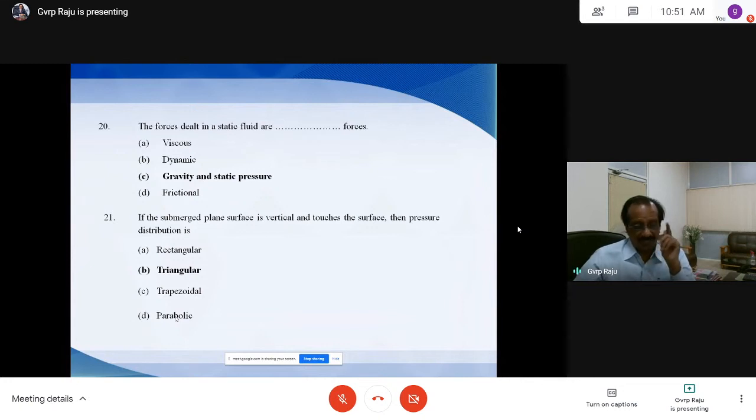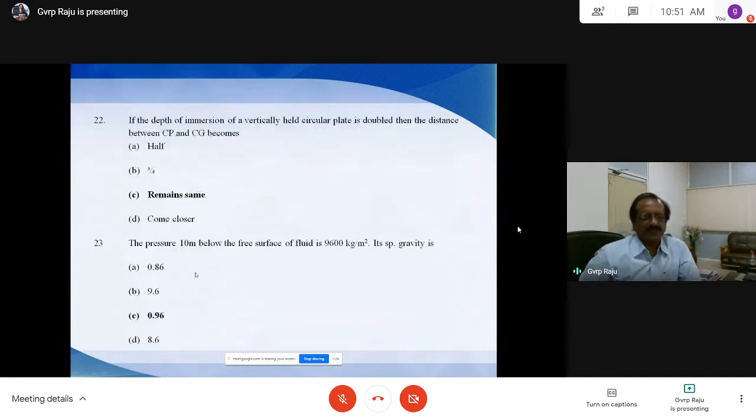So a trapezoid is there if the vertical plane surface is at some depth, top edge is H1, bottom edge is H2. We can get a trapezoid, but parabolic or rectangular would be different. Anyway, so the answer here is B. 21 is B. And 22.